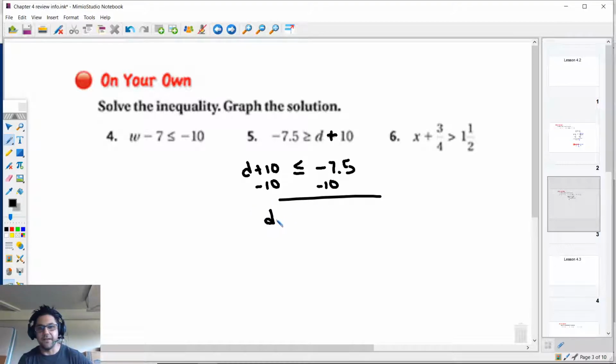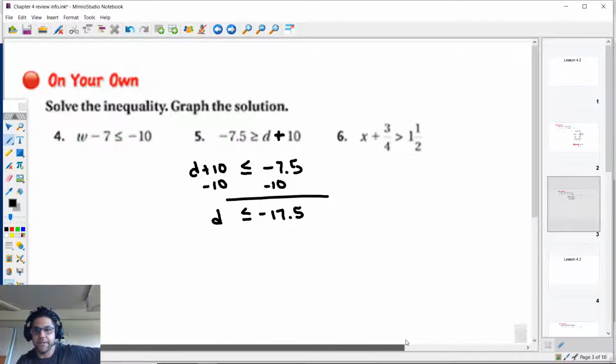So I have our variable d is less than or equal to, both negative. I'm going to add it, gives me 17.5, keeps the negative sign, negative 17.5. I think we're good to skip the graph on this one because it's so close to the other one. Just remember the negative 17.5 is going to be in between negative 18 and negative 17. All right, last one here, number 6.